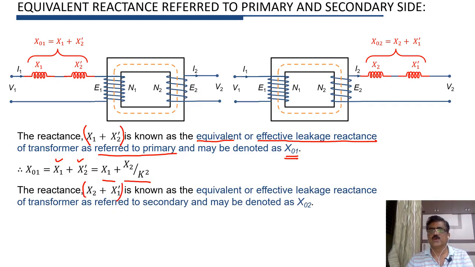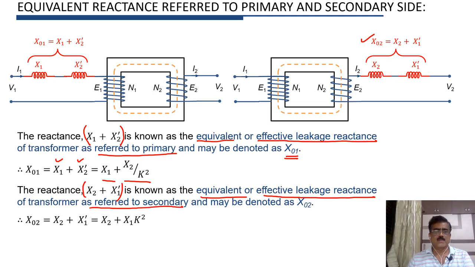Similarly, if both the reactances are transferred on secondary side, then we can add X2 and X1 dash. So this X2 plus X1 dash is denoted by X02, and this X02 is the equivalent or effective leakage reactance of transformer as referred to secondary, and that is why X02 is X2 plus X1 dash, and therefore it is equal to X2 plus X1 into K square.